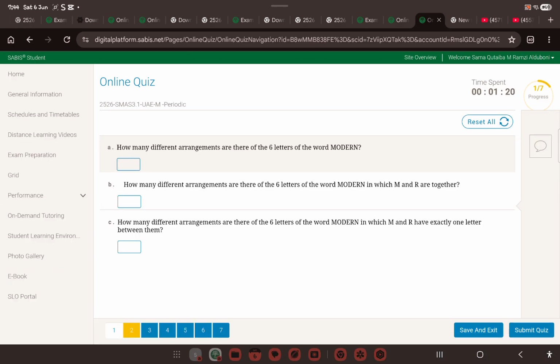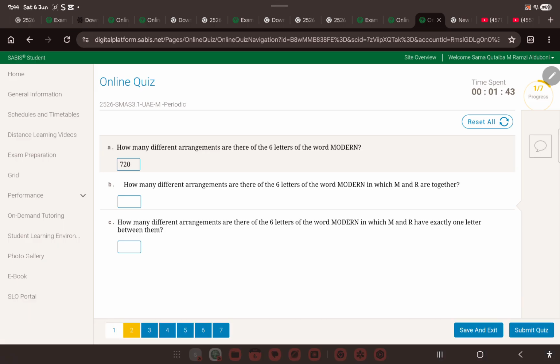It says, in how many different arrangements are there of the 6 letters of the word modern? There are no repeating letters, so we don't divide by anything. We just do 6 factorial. We should get 720.